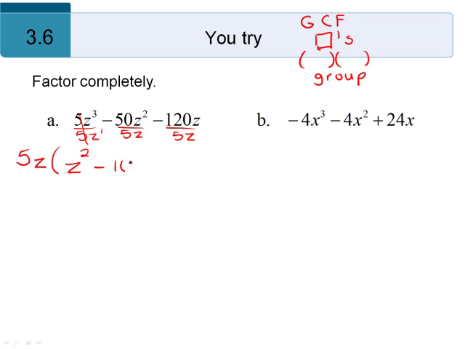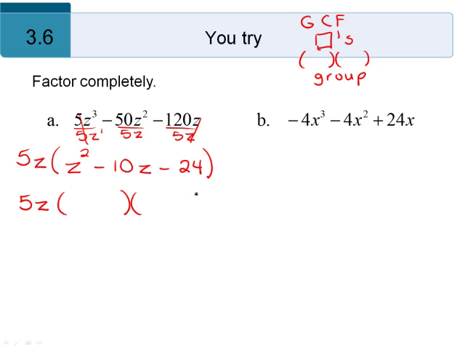Minus 50 divided by 5 is 10. And we get z. And then minus 24, and the z's cancel. Okay, so that's what we have left in the parentheses. Now, factoring completely means that now you're going to look and see what's in the parentheses to see if you can factor again. So we bring down 5z. That's still part of your answer.